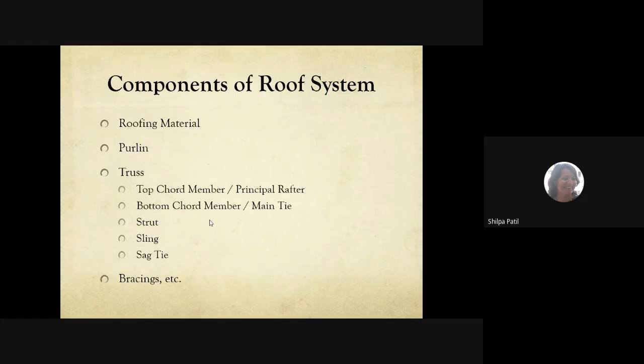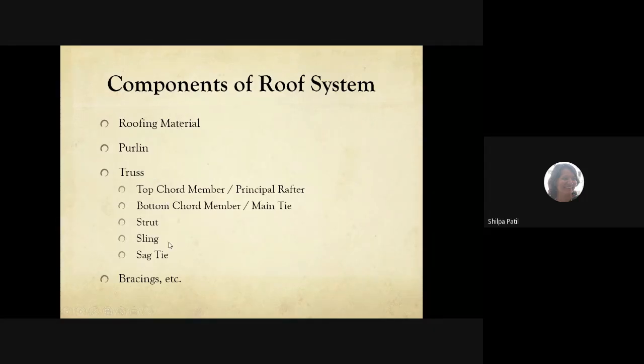So let us see the various components of the roofing system. The roofing system consists of a roofing material, that is a corrugated sheet, which is provided to cover the entire building. In Marathi, patra, the sheets of any building, these are the roofing material. Steel sheets. Second is purlin. The roofing sheets are resting on the purlins. Purlins are provided to support the roofing material. Purlins are resting on trusses.